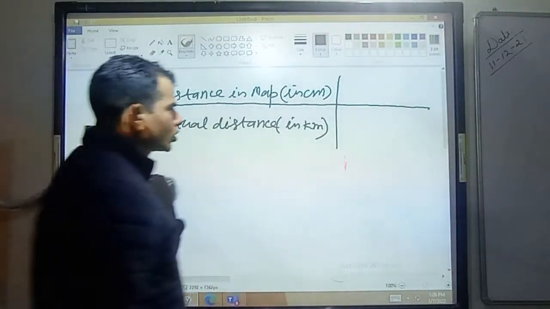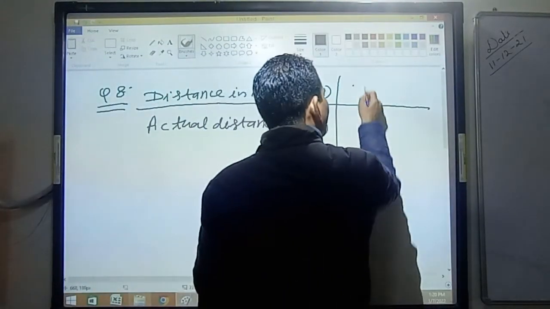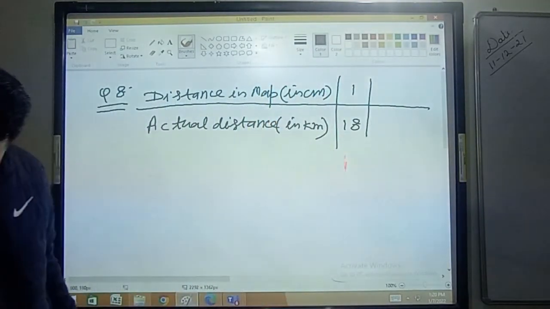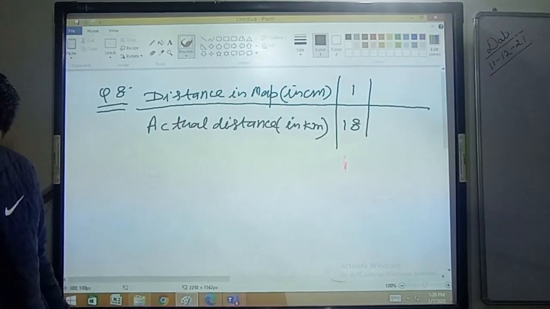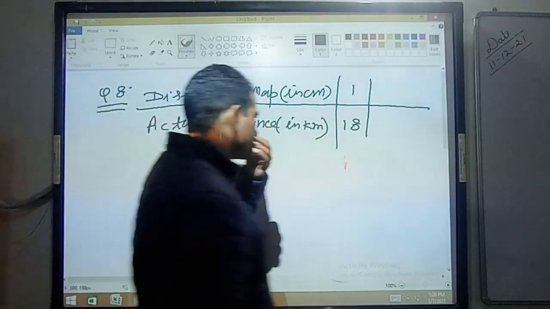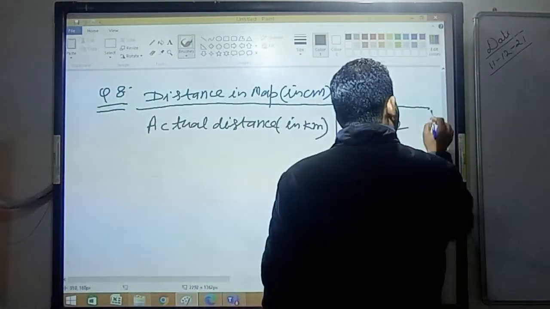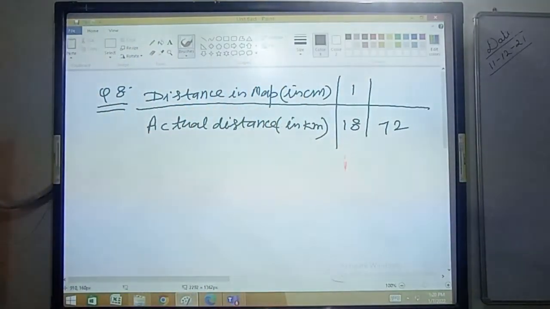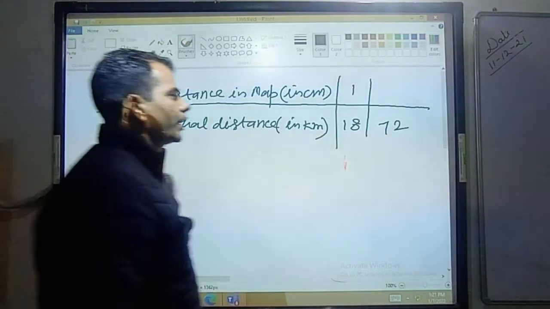One centimeter is equal to 18 kilometers. Okay, she drives on a road of 72 kilometers. What is the distance on the map? Please tell me. The distance covered in the map, we have to find out.